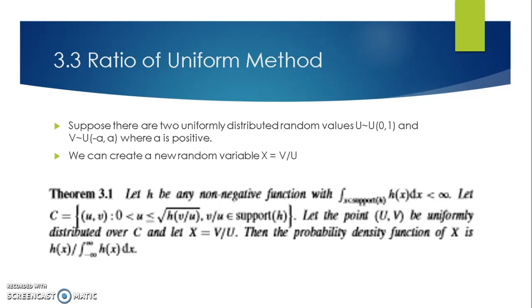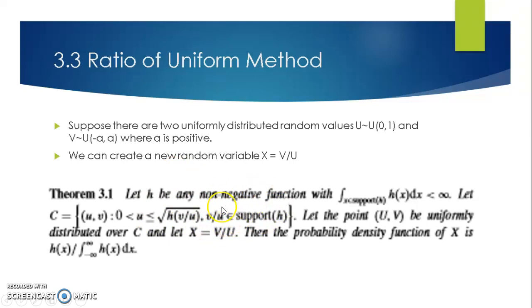This is a joint probability. So we have the theorem here: let h be any non-negative function with the integral of h of x dx finite. And let C, which is our random variate, be the joint probability region of (u, v), where u is between 0 and the square root of h of v divided by u, and where v divided by u is in the support of h.